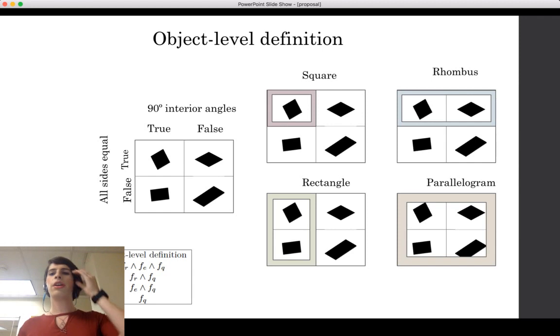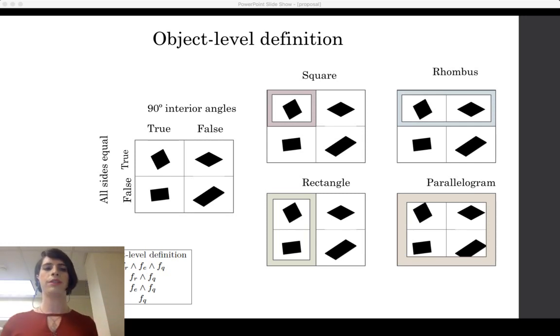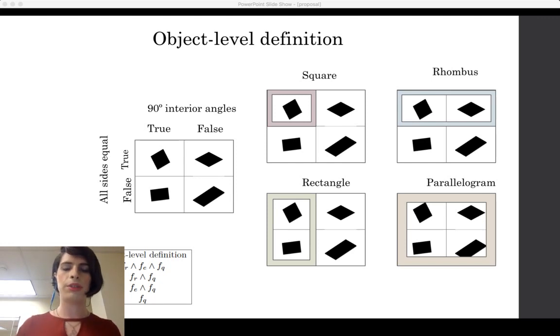So I'm going to go over in the next couple slides the actual concepts that I use in the experiments. Here, I've got the object level definitions of 4 geometric concepts. These are all quadrilaterals. The quadrilaterals differ on 2 dimensions, so they differ on whether or not the interior angles are right angles, and they differ along whether or not all sides are equal. So here in the left-hand corner, I have the actual Boolean logic definition from the paper, but you can definitely understand this in natural language as well.